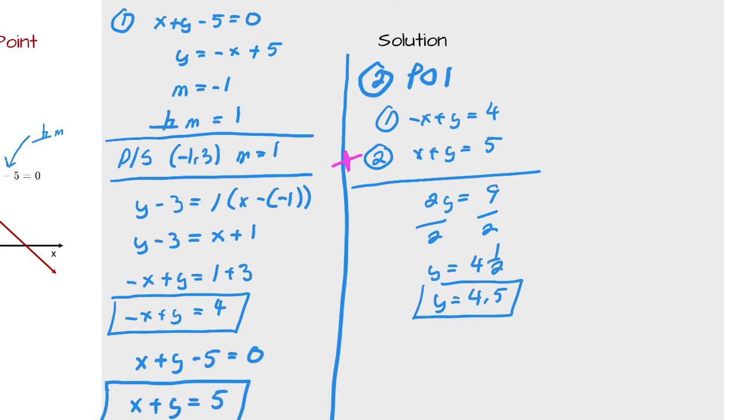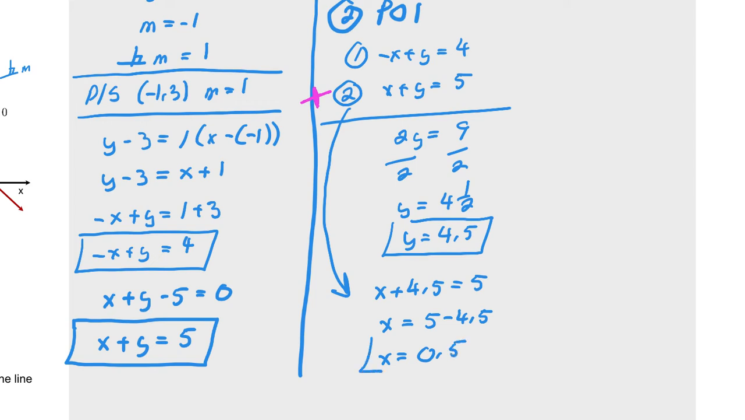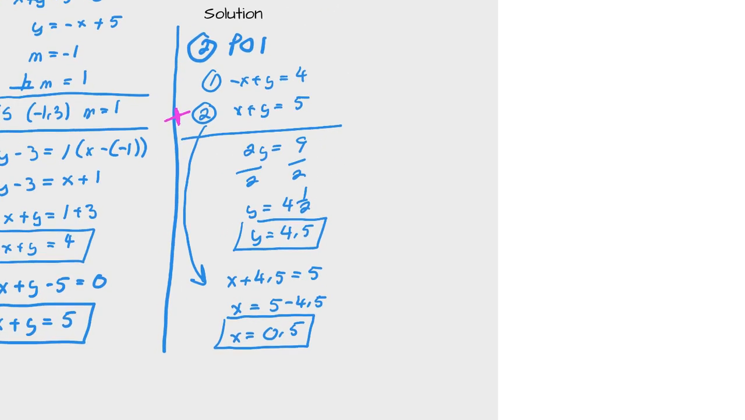To find x, I can use any equation I want. I think I will use number 2 in this case. So x plus 4.5 equals 5. Push the 4.5 across to solve for x, and x equals 0.5. You could use fractions if that's your pleasure. In this case, I think decimals will be a little bit simpler, a little more direct. So we're on to our last step. We have our two coordinates, and now we're going to find the distance.